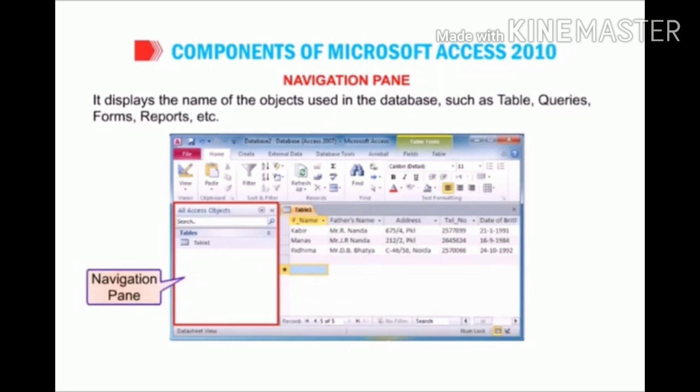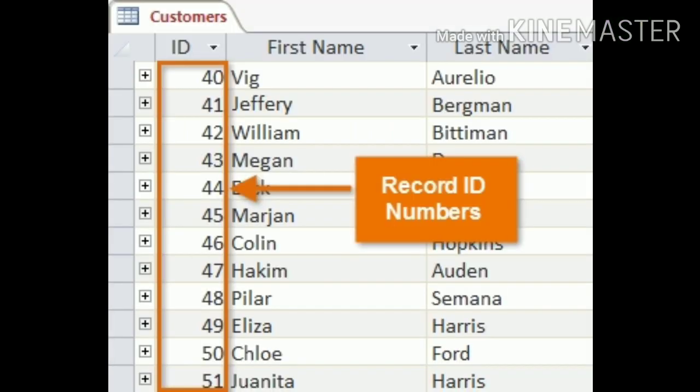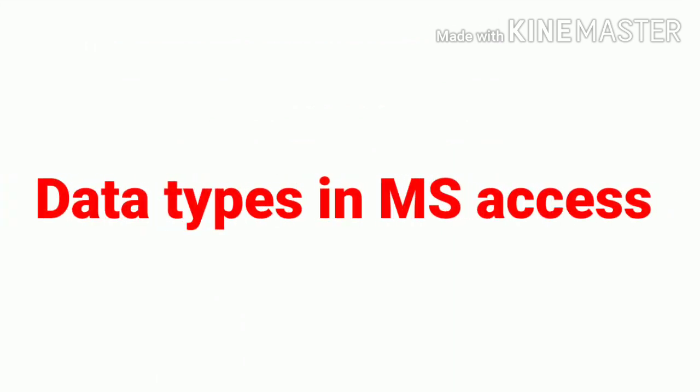Navigation pane. It is present on the left side and displays a list of all the objects in your current database. Record navigation bar. It is used to navigate through the records in a table. We can also create a new record or search for an existing record here. Status bar. It is present at the bottom of the Access window and displays the current view of the active database.